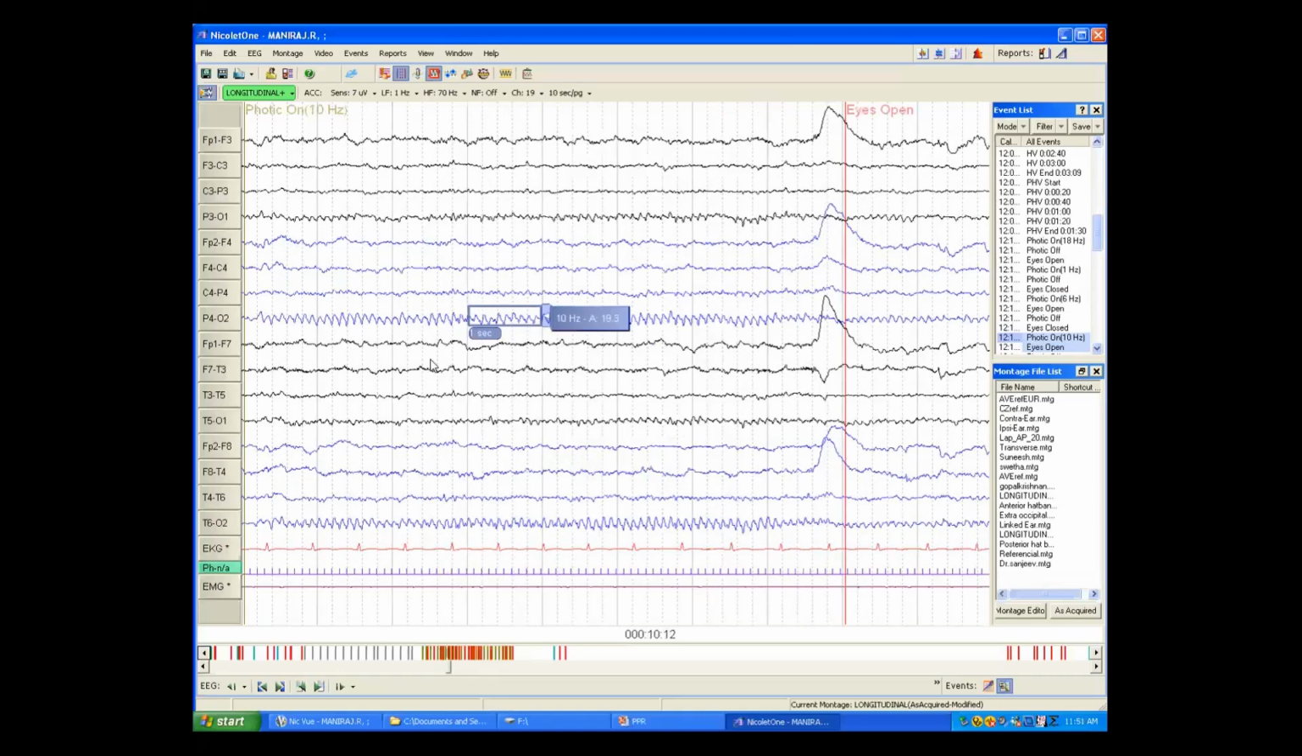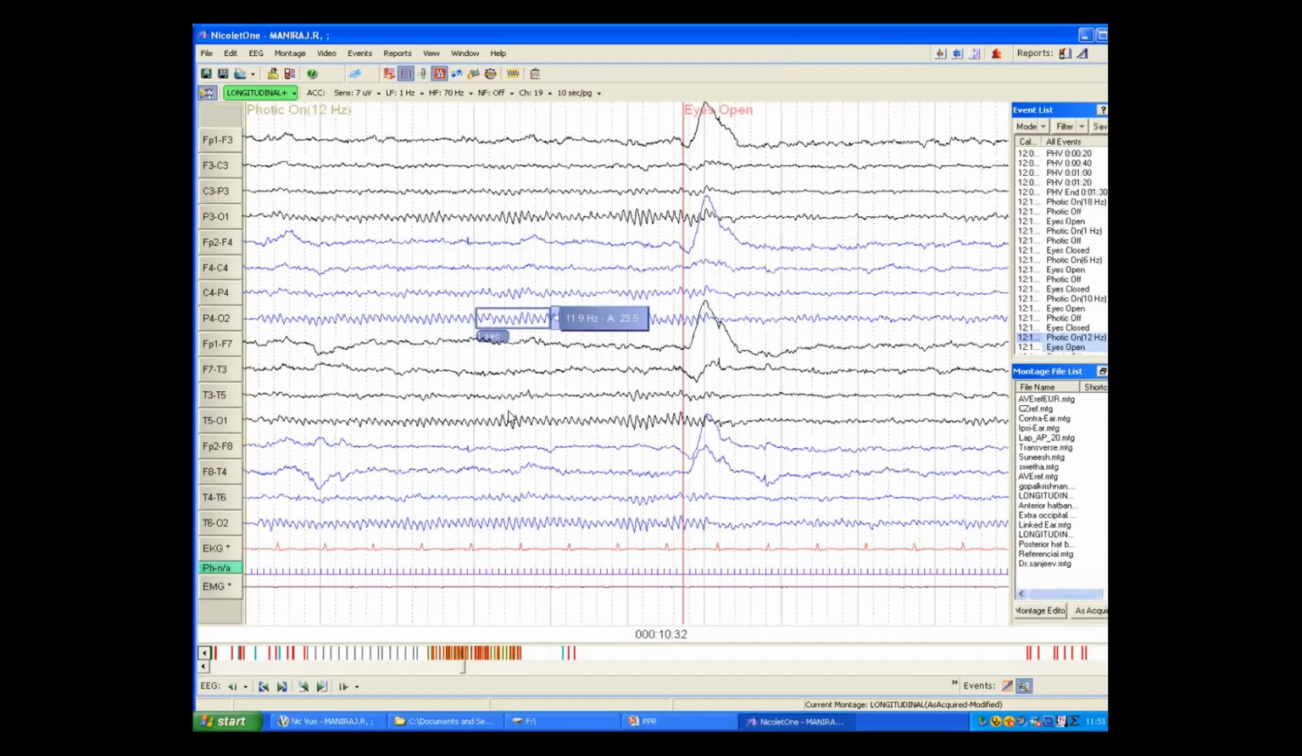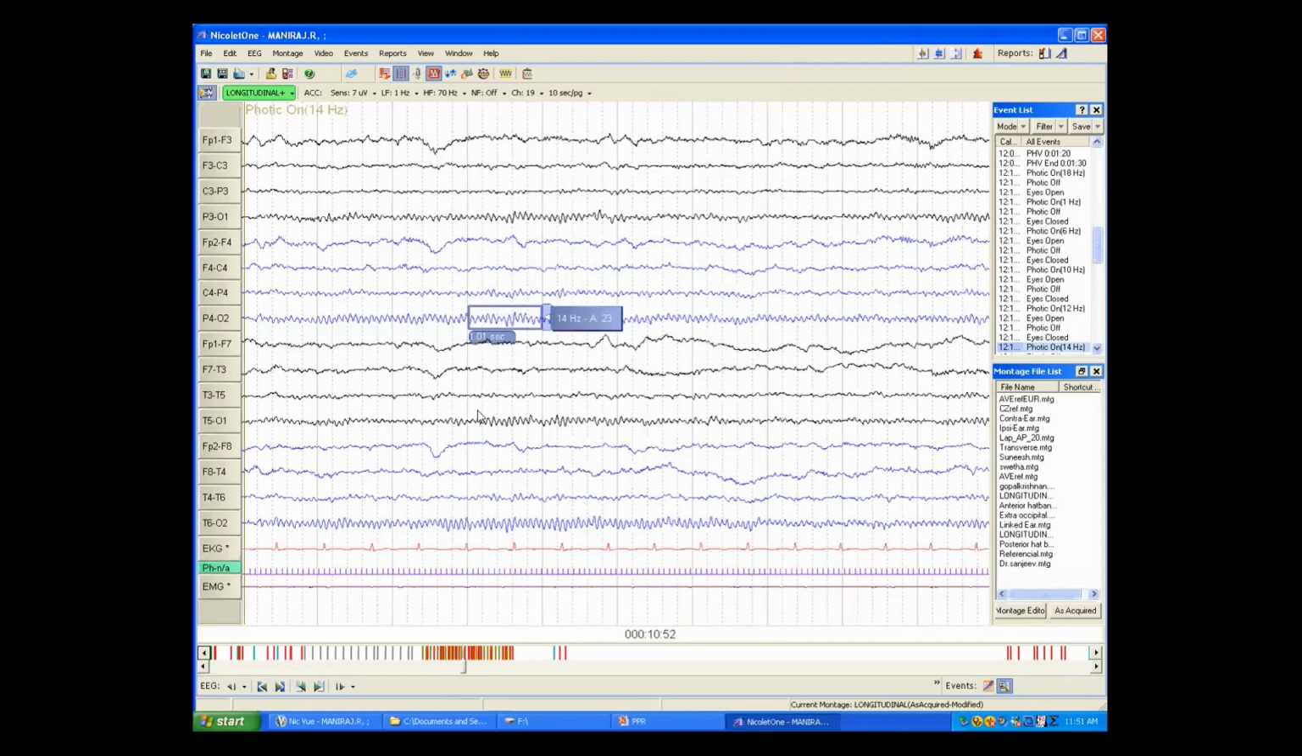Now this is stimulated at 10 and you are getting 10. So these are the same frequency as the stimulus. The photic you can see at 10, you can count this is 10 hertz and this is actually also 10. This is the photic drive. And now this is 12 and that's also 12. Photic is 12 and here this alpha-like activity is also 12. This is actually a photic drive. And this is 14 and you can see this drive is also 14.